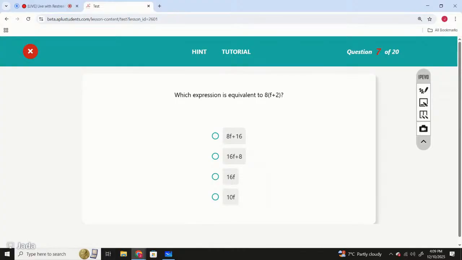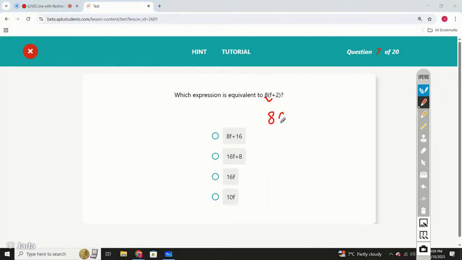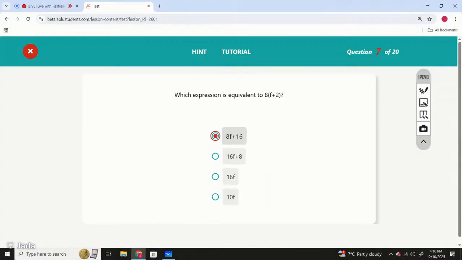Which expression is equivalent to 8 times f plus 2? We have to do 8 times f, that is 8f, and then we have to do 8 times 2, that is 16. So that is 8f plus 16. Option number 1 is the correct option, that is 8f plus 16.